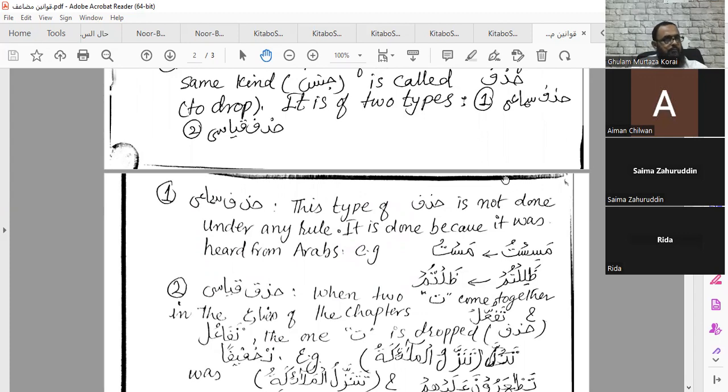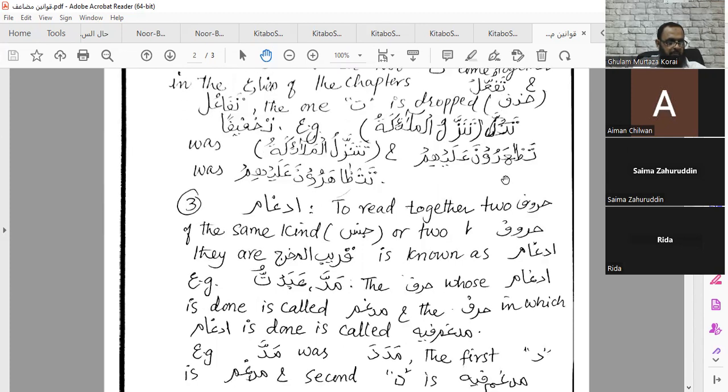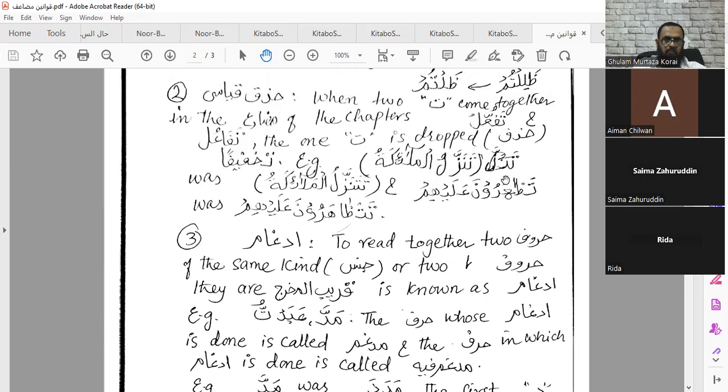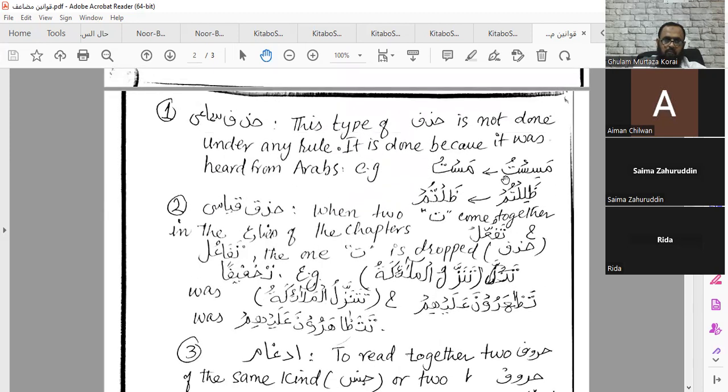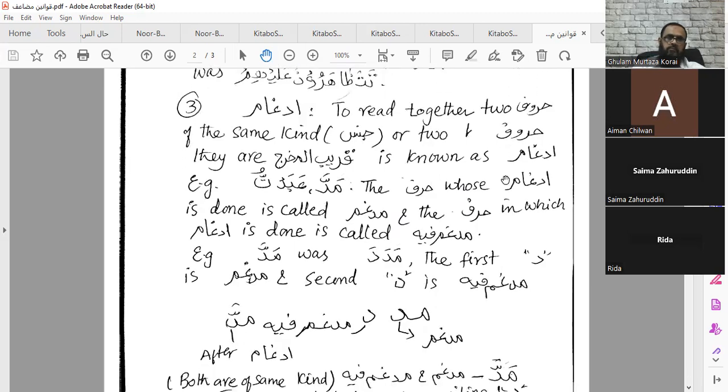Idgham is done. The last idgham is idgham between the same huruf, idgham with the same harf. Basically, the tashdid comes on the sakin letter, which is merged into the mutaharrik letter, and tashdid is given to it, and idgham is done like that.